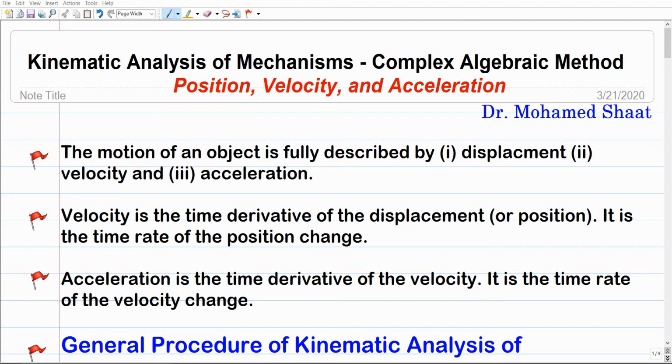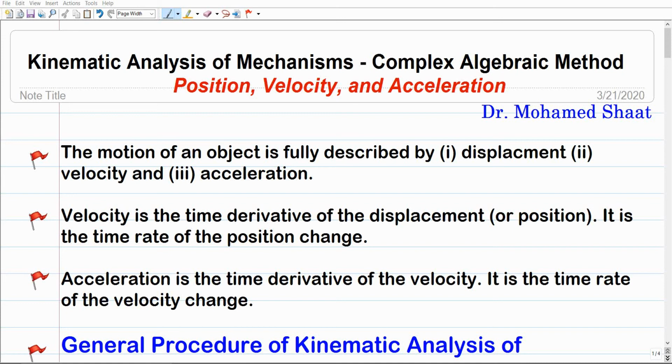In this video we're going to continue the topic that we started before regarding the kinematic analysis of mechanisms. What we covered so far in this course is how we can do position analysis for different mechanisms, and we practiced it. Now we're going to extend the work to consider the velocity and the acceleration analysis.